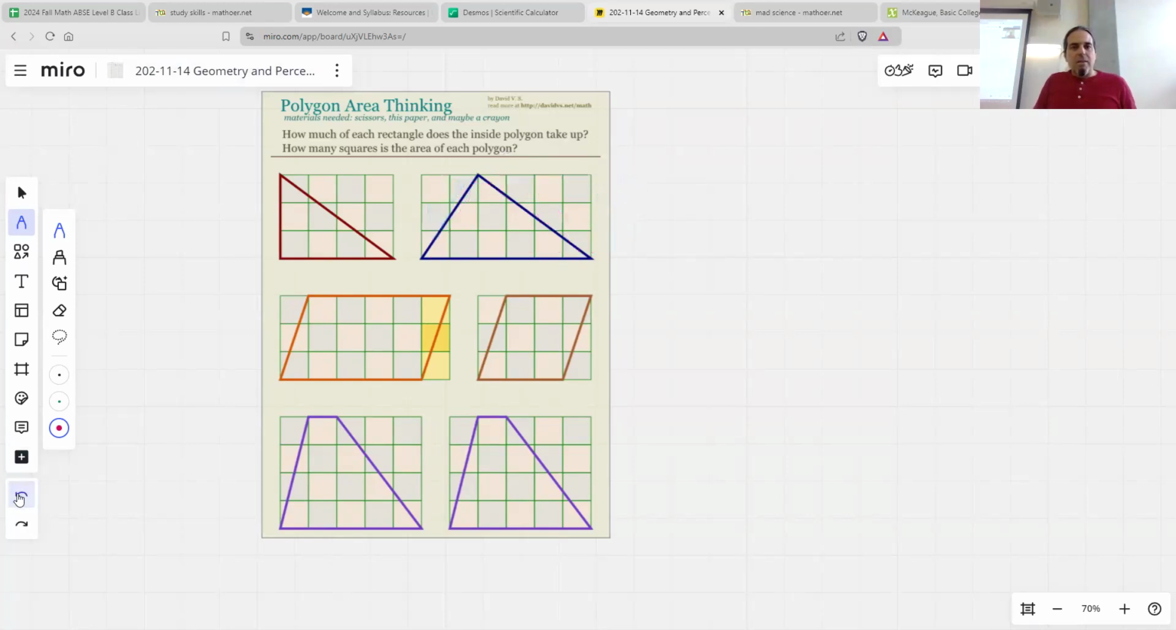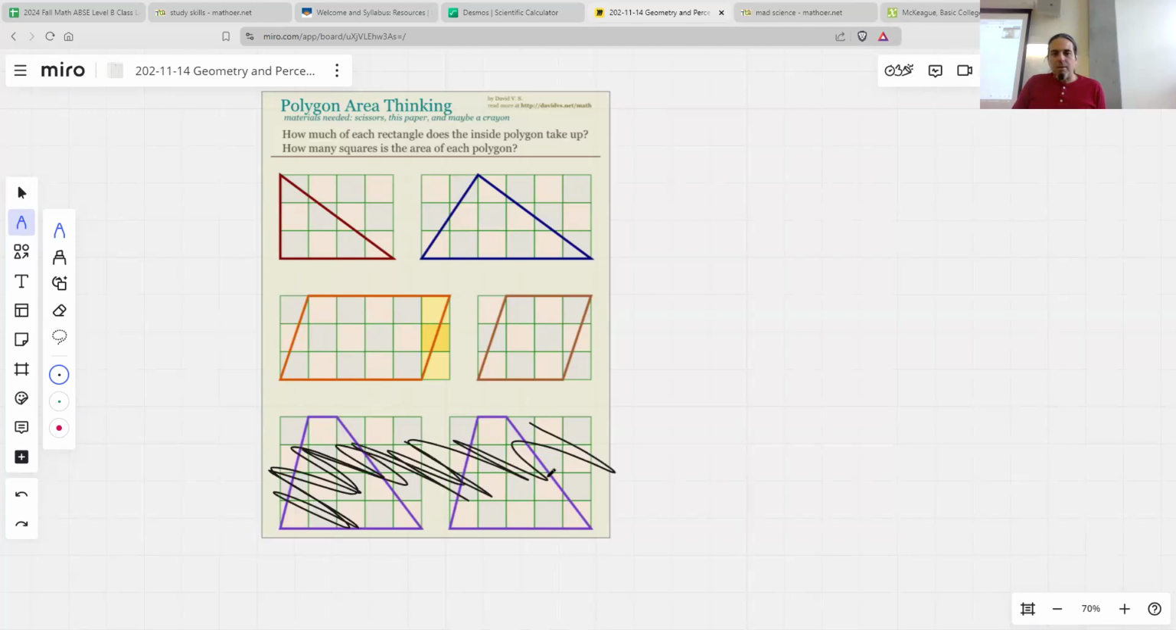Your job is to find the area in squares. You don't know if these are feet or whatever. But what's the area of these shapes? We did not talk about trapezoids, so ignore this one. We're not doing that. But for the 4 shapes on the top, find their area. I'll pause the recording and then we'll talk about it.